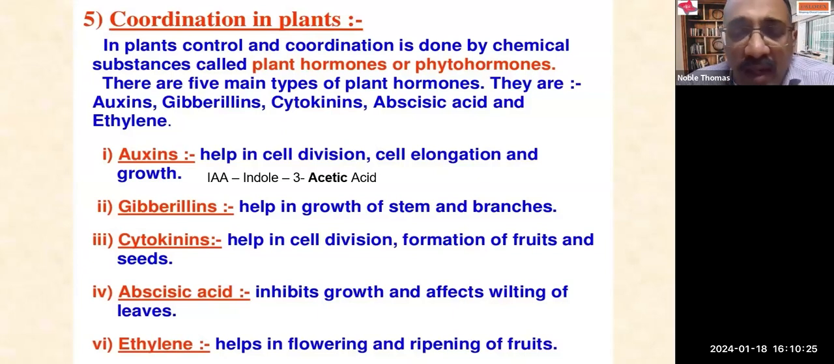Ethylene helps in flowering and ripening of fruits, majorly the ripening of fruit. Ethylene is a gaseous hormone. The rest are normally found in a liquid state, whereas ethylene is normally found in a gaseous state. That is why in the majority of cases we can find that fruits start ripening from bottom to top. This is mainly because the ripening happens in the presence of this gaseous chemical.